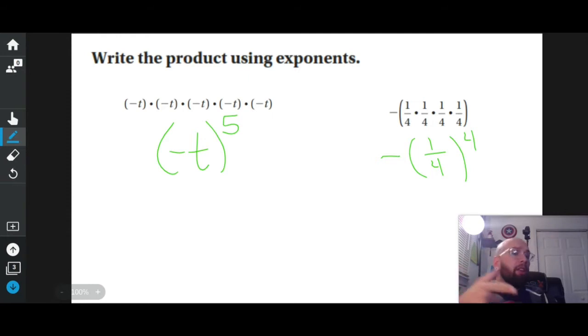Now, see how the negative's outside the parentheses? If I were to put the negative inside the parentheses, it would be wrong. Since the negative was outside the parentheses, I have to keep it outside the parentheses. Technically, I don't even need those parentheses.